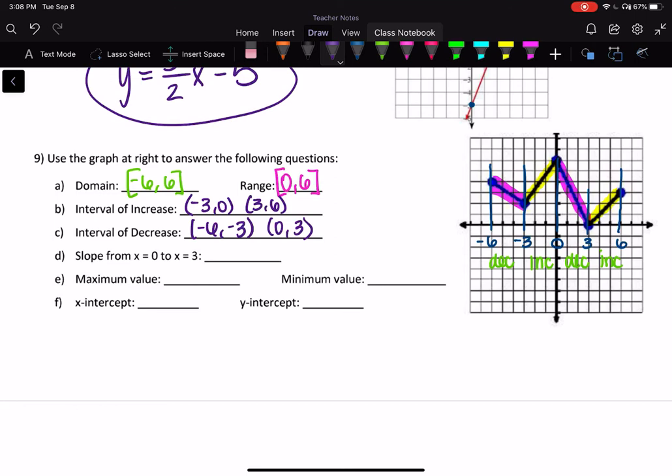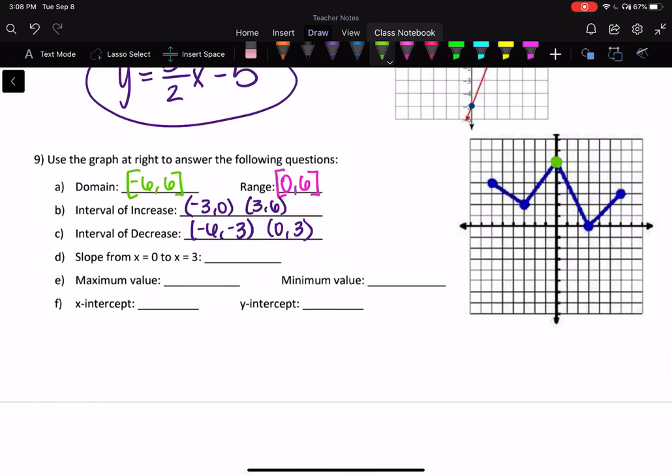Now I need to find my slope from 0 to 3. So 0 and 3 are x values. I need to go up to my graph to find my y value. Now I can count my slope. I fall 1, 2, 3, 4, 5, 6, and run 3. When I simplify that, that'll give me -2.